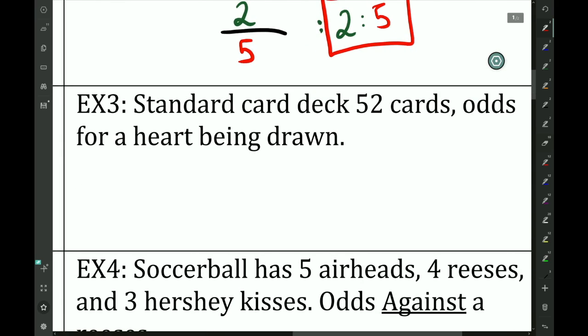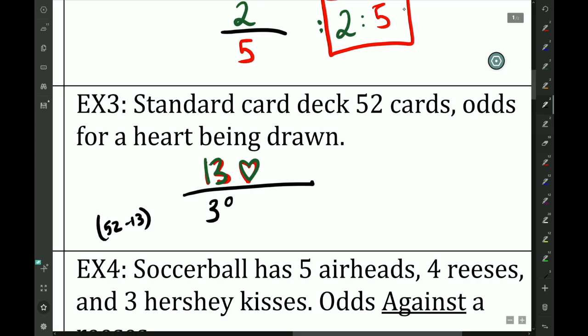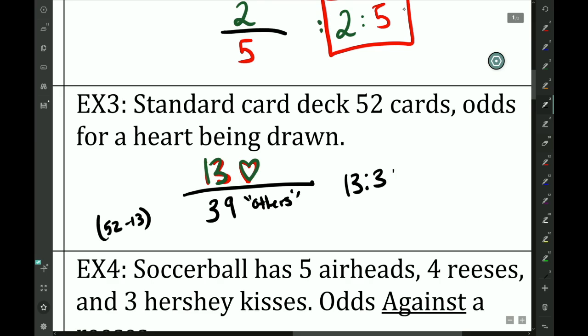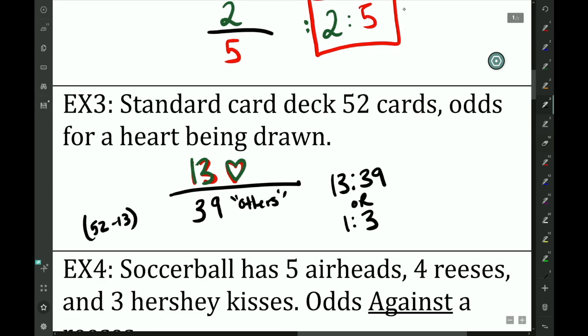Similarly, the odds for a heart being drawn, there are 13 hearts that I want. Sorry, should be in green, because I want the 13 hearts. I don't want the other cards. So that means there's 52 total cards minus 13. There are 39 other cards, and 13 over 39. Those can either be how you represent your odds, or you can reduce it to 1 to 3. So those are odds for.